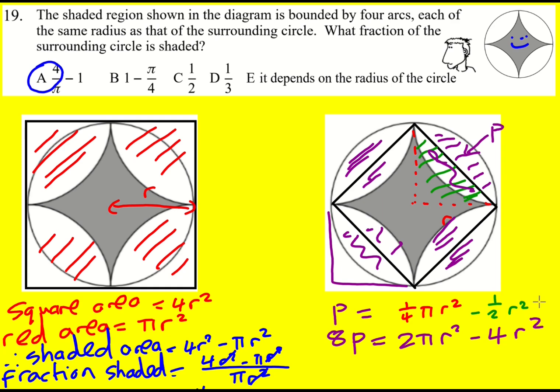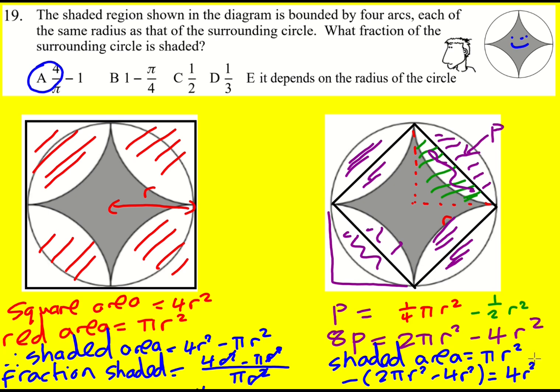So to get the shaded area, I'll then take the area of the circle, pi r squared, and minus this. So minus 2 pi r squared minus 4r squared. Double negative here, so I'm going to be left with 4r squared minus 2r squared plus pi r squared. That'll get me to minus pi r squared, which is exactly the same as what I had up here. So the rest of the solution will work in the same way.